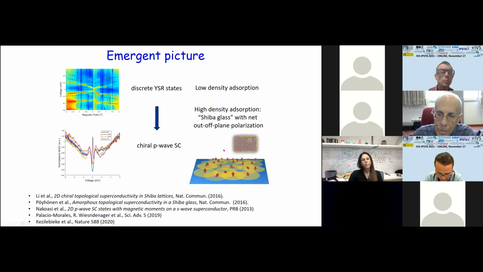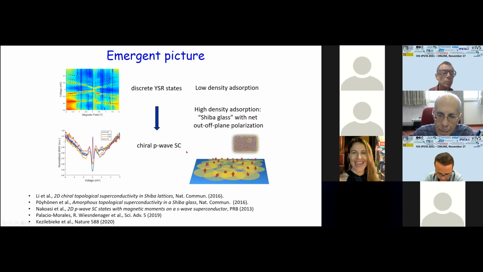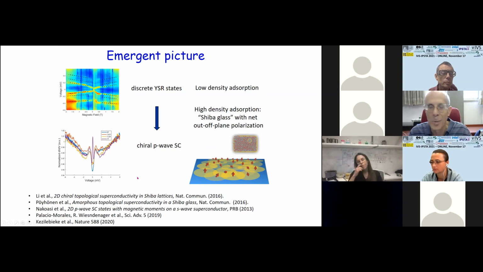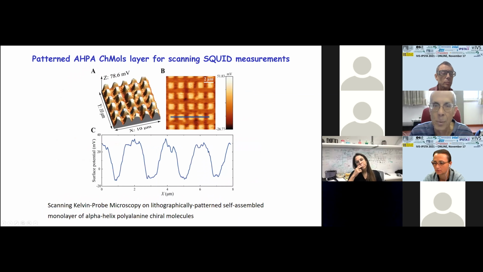So this is called a Shiba glass, and people predict that the edges of such a Shiba glass have chiral edge states, similar, I guess, to what Nuit has talked about. We have not seen it yet with STM. But in order to get better information, because up till now the absorption was not in a controlled way, now we have pattern absorption. We studied and monitored the patterns of the absorption by Kelvin probe microscopy.